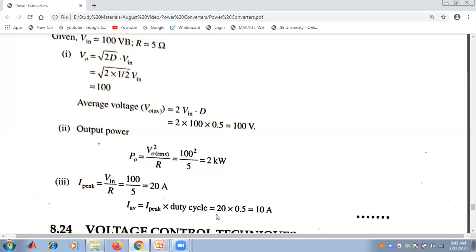So we have seen the concept of voltage source inverter, the half bridge and the full bridge voltage source inverter. The basic difference is that the amplitude of the output voltage and the output power of the full bridge voltage source inverter are twice those of the half bridge voltage source inverter.